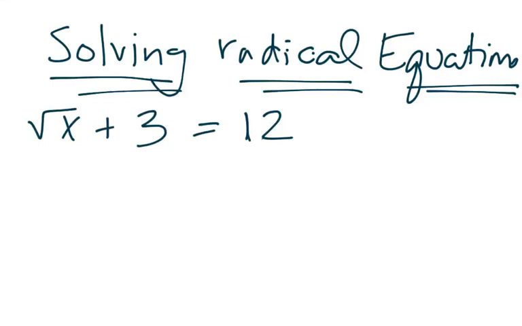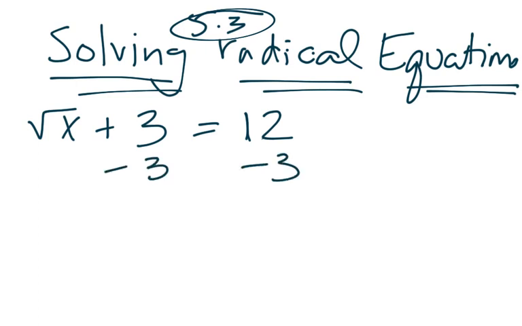Okay, well, let's talk about section 5.3. We're solving equations with radicals in them, all right? And so our first problem here simply says radical x plus 3 equals 12. Well, we're going to approach this just like the very first day we started solving equations. We're going to subtract 3 from both sides, and we're going to come up with radical x equals 9.